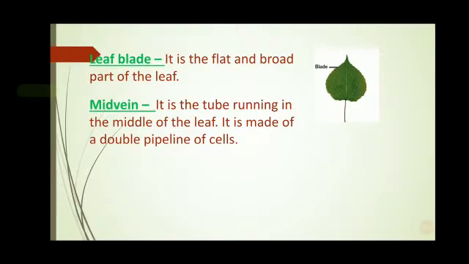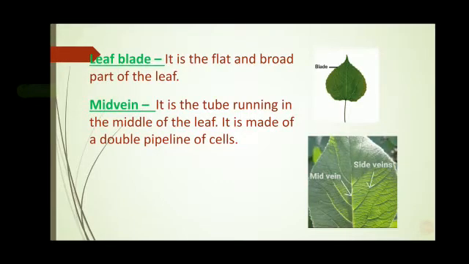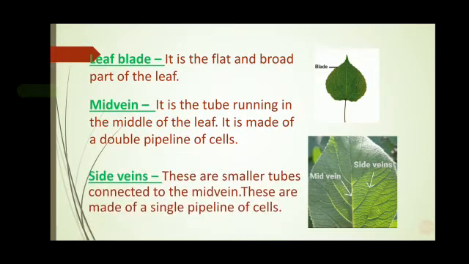So let's see what is our next part. Our next part is midvein. It is the tube running in the middle of the leaf. It is made of a double pipeline of cells. So students, you can see in the picture also the line which is present in the middle of the leaf is called midvein. It divides a leaf into 2 equal parts and it is made up of double pipeline of cells. So it is known as midvein or middle vein.